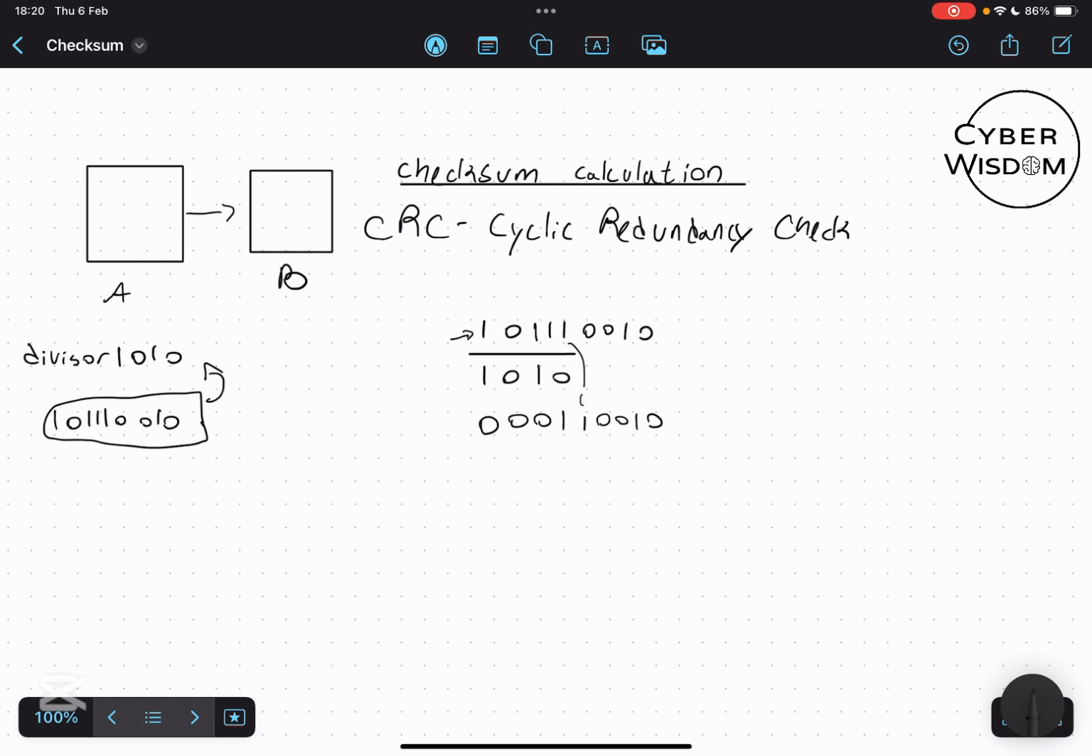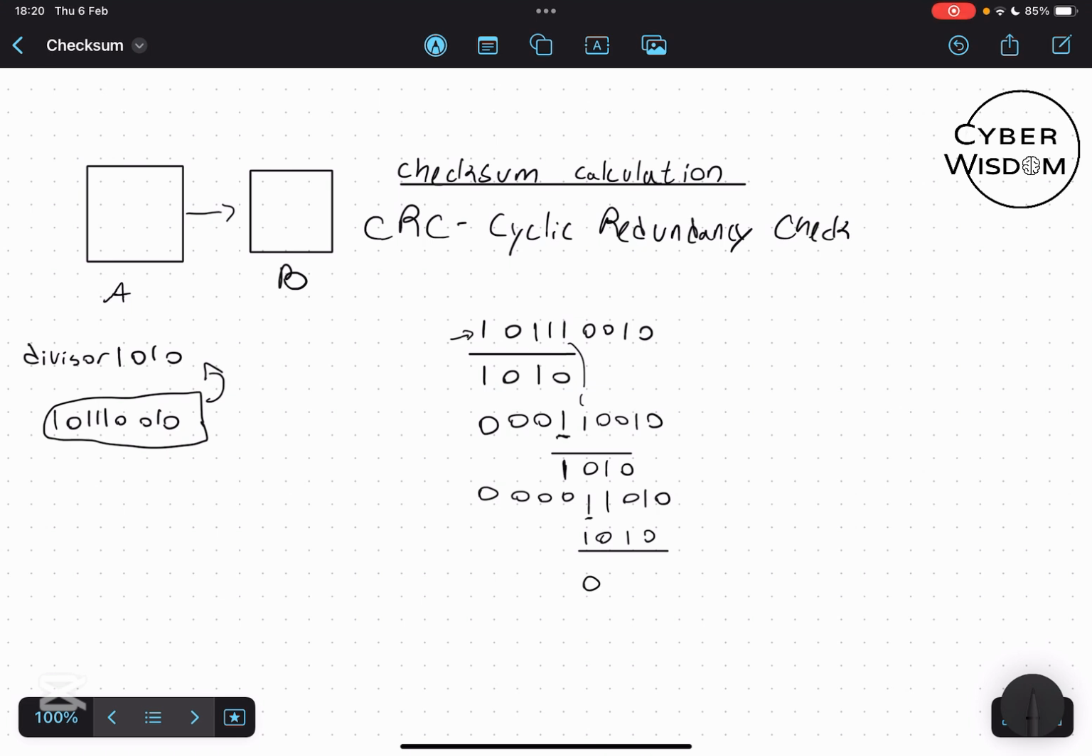And now we divide again at the leading 1. The leading 1 is this one, right? So now we divide starting from here, 1, 0, 1, 0, and we divide. And we get again 0, 0, 0. Here is 0, 1, 1, 0, 1, 0. Now the leading 1 is right here. So again, we're doing 1, 0, 1, 0.